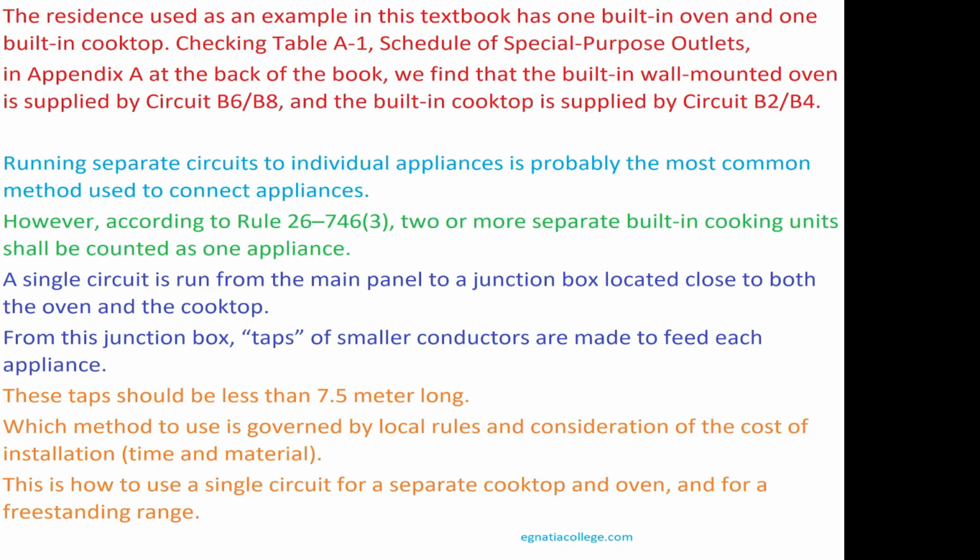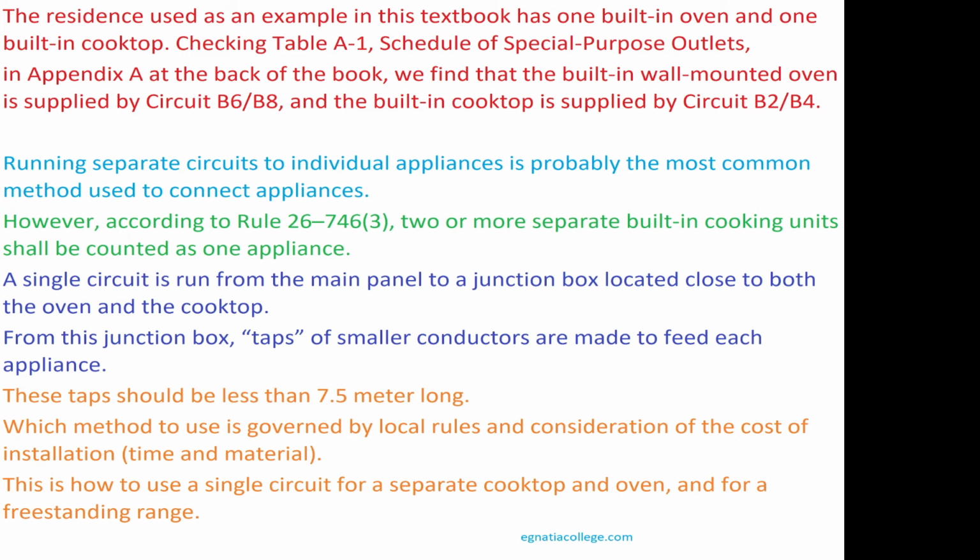The residence used as an example in this textbook has one built-in oven and one built-in cooktop. Checking Table A1, Schedule of Special Purpose Outlets, in Appendix A at the back of the book, we find that the built-in wall-mounted oven is supplied by circuit B6/B8, and the built-in cooktop is supplied by circuit B2/B4.